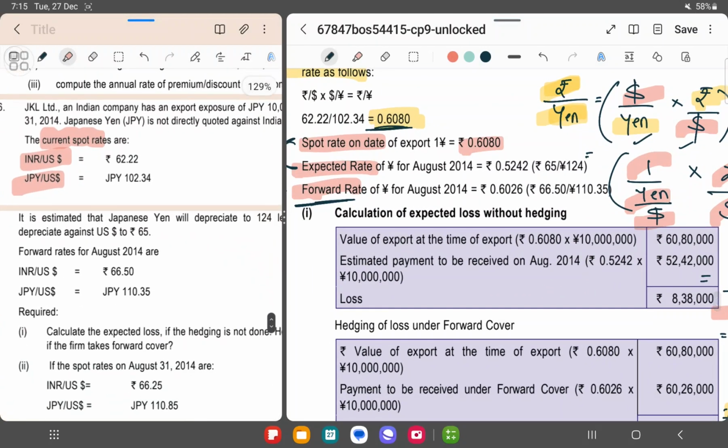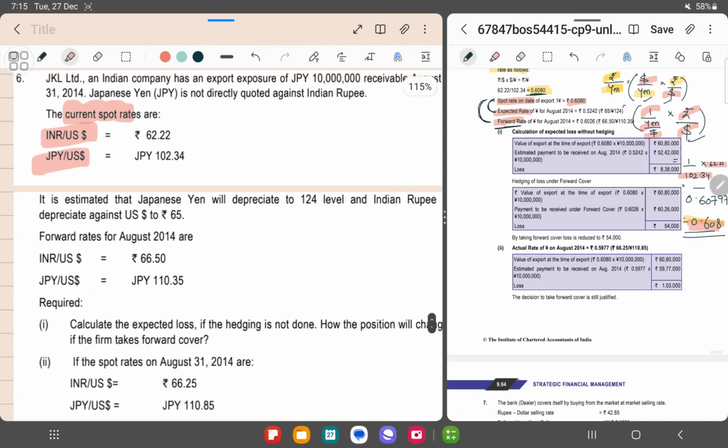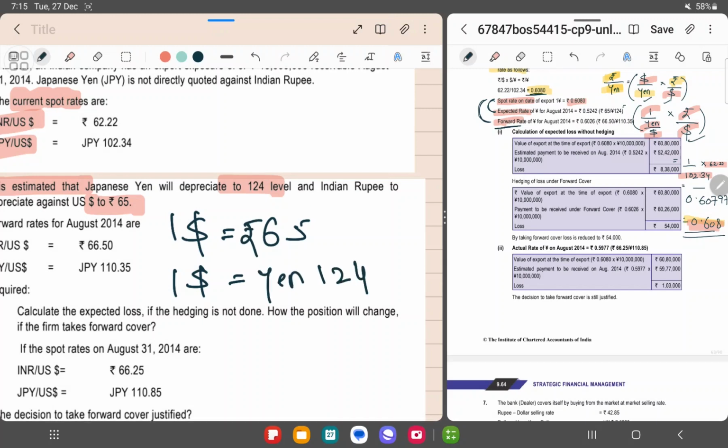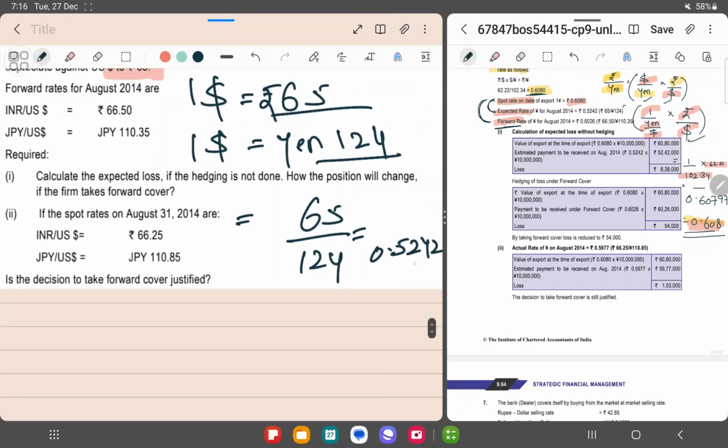See, estimated figures are given to you, 124 and 65. $1 is equal to 65 and $1 is equal to, this is rupee, this is yen, 124. Okay, so we already did this. This would be 124 divided by, sorry, this is 65 divided by 124. Okay, you get the answer 0.5242. This is the expected rate.